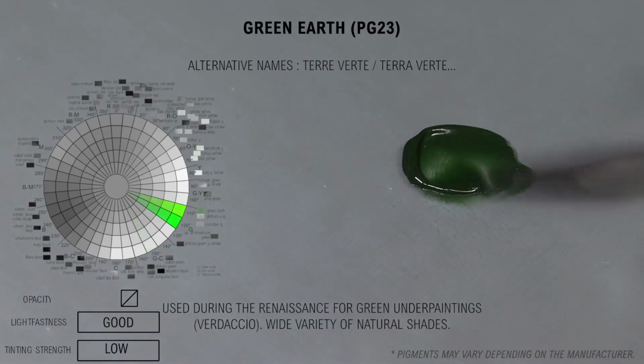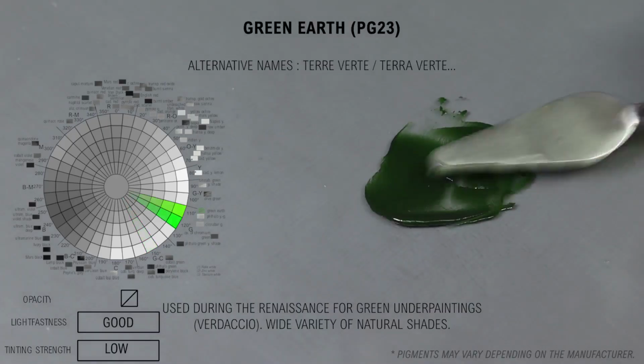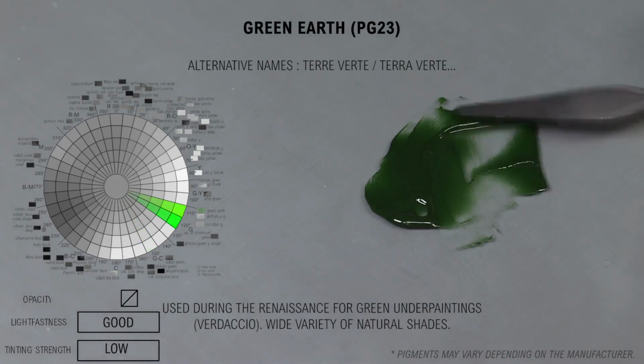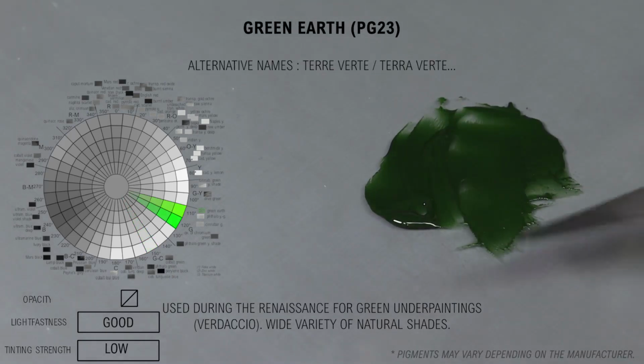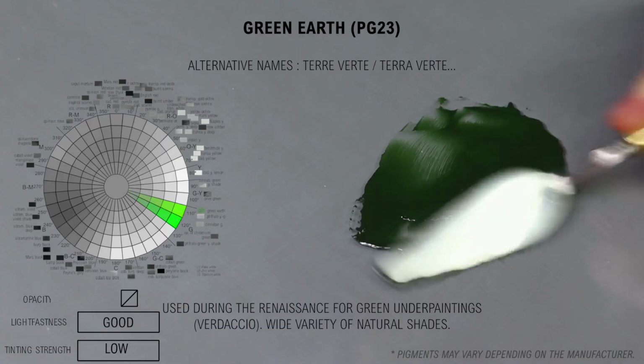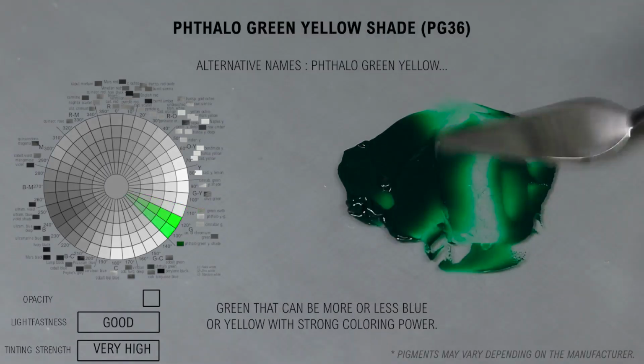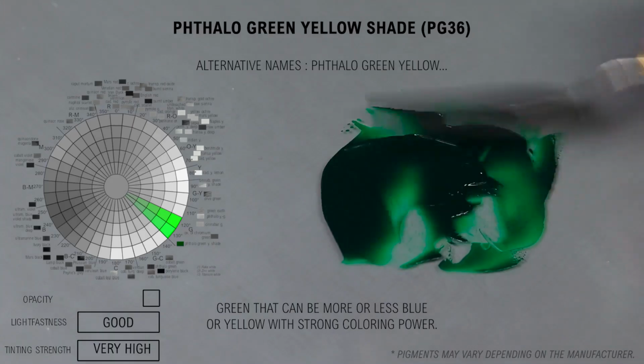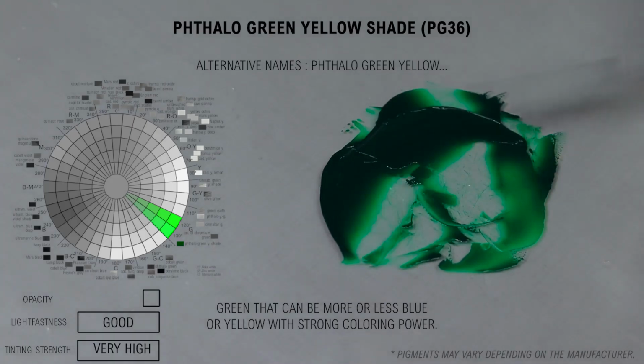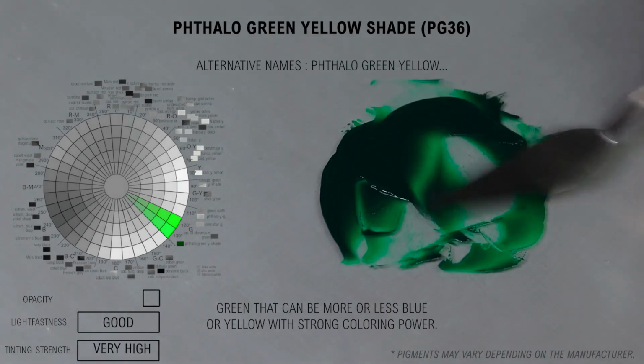Green earth was used during the Renaissance for green underpaintings called verdaccio. It comes in a wide variety of natural shades. It's semi-transparent and it's a very good green, but it's a rather dull green. Phthalo green yellow shade is a green that can be more or less blue or yellow with a very strong tinting strength.